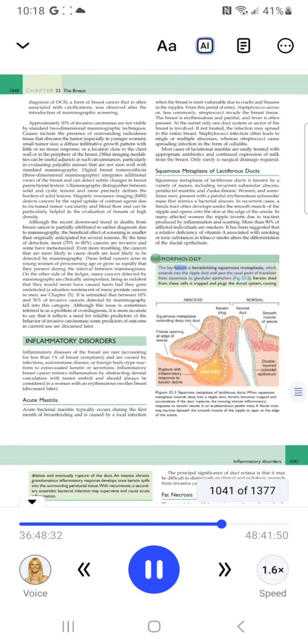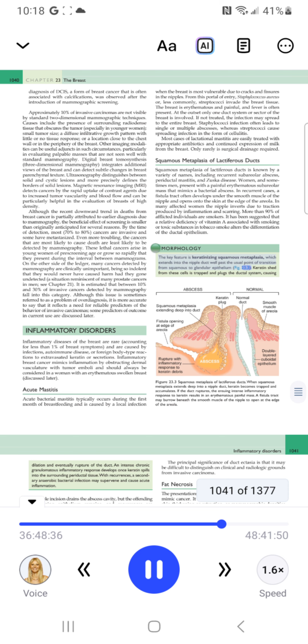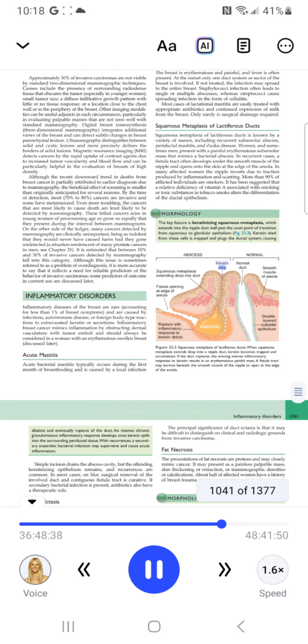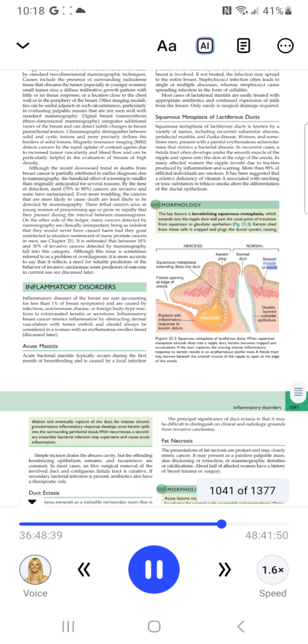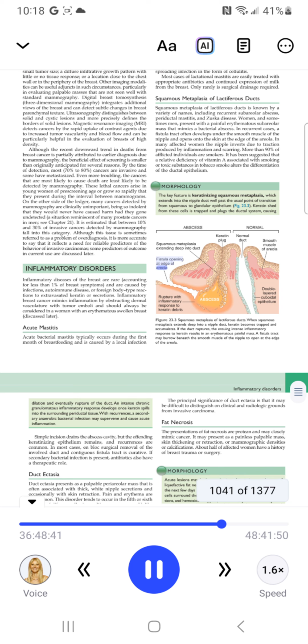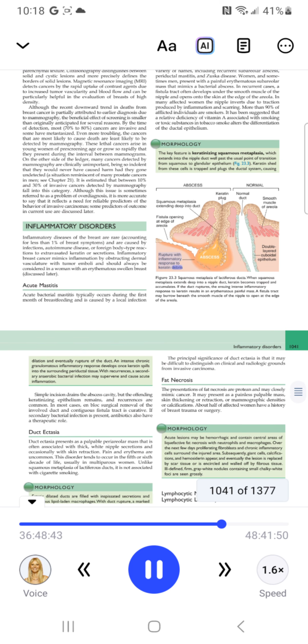Morphology. The key feature is keratinizing squamous metaplasia, which extends into the nipple duct well past the usual point of transition from squamous to glandular epithelium, figure 23. Keratin shed from these cells is trapped and plugs the ductal system, causing abscess. Normal, keratin plug, normal duct, smooth muscle of areola, squamous metaplasia extending deep into duct. Fistula opening at edge of areola, double-layered cuboidal epithelium, rupture with inflammatory response to keratin debris, abscess.